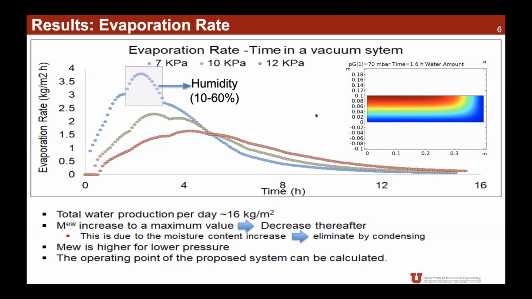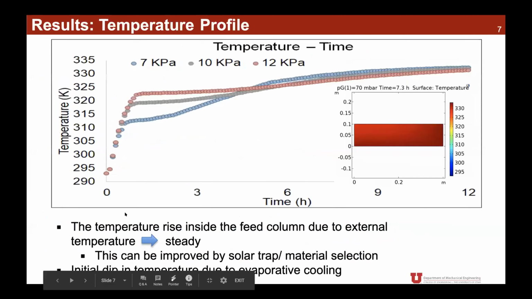Okay. So the water production per day, if I accumulate all this, integrated over a day per meter square, is about 16 kg of water, which is about 16 liters. So if we move into the next slide, we will see the temperature profile inside the cylinder.